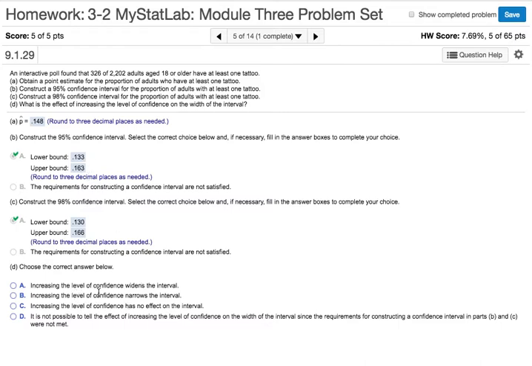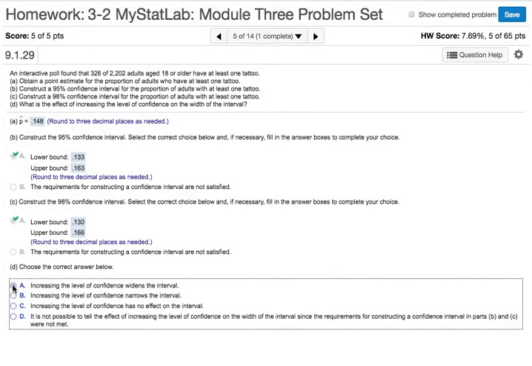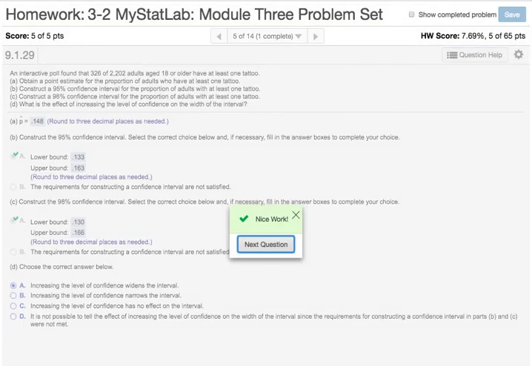So increasing the level of confidence widens the interval. That is correct. But let's look at the others just in case. Increasing the level of confidence narrows the interval. That's not true, because this one's definitely getting bigger. And then increasing the level of confidence has no effect on the interval. That's not true. It is not possible to tell the effect of increasing the level of confidence on the width of the interval, since the requirements for constructing the confidence intervals in parts B and C were not met. Okay, so let's see. Yay, so we got it right.